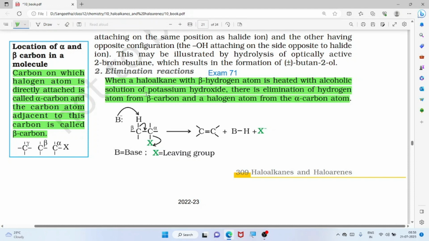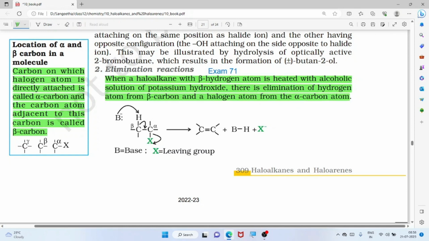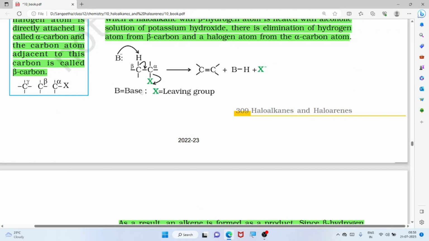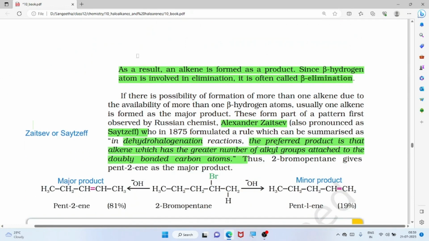Okay, when a haloalkane with a beta hydrogen atom is heated with an alcoholic solution of potassium hydroxide, there is an elimination of the hydrogen atom from the beta carbon and the halogen atom from the alpha carbon atom. This is the elimination reaction. B is the base and X is the leaving group. As a result, an alkene is formed as a product. Since the beta hydrogen atom is involved in the elimination, it is called beta elimination.